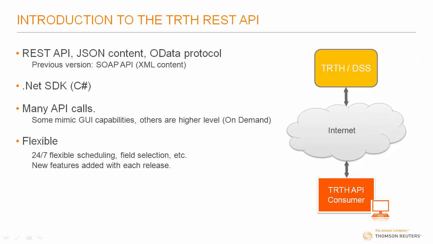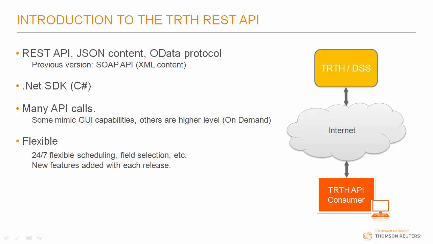Now let us talk about the API. Two versions of the API currently coexist: the older SOAP version and the newer REST version. A .NET software development kit is available if you want to program in C#, but as it is a REST API, any language can be used. The API is rich and delivers many capabilities. Some mimic what you can do in the graphical user interface. Other capabilities, like on-demand extractions, in other words, on-the-fly requests, are only available in the API.